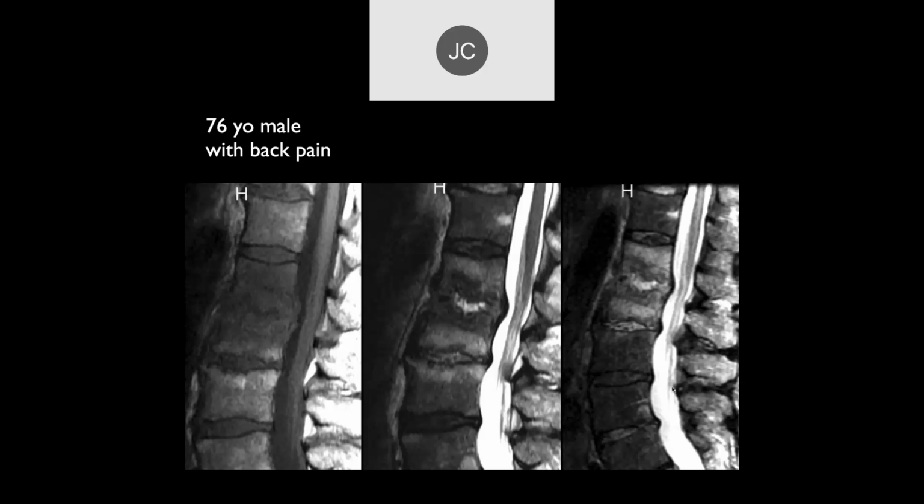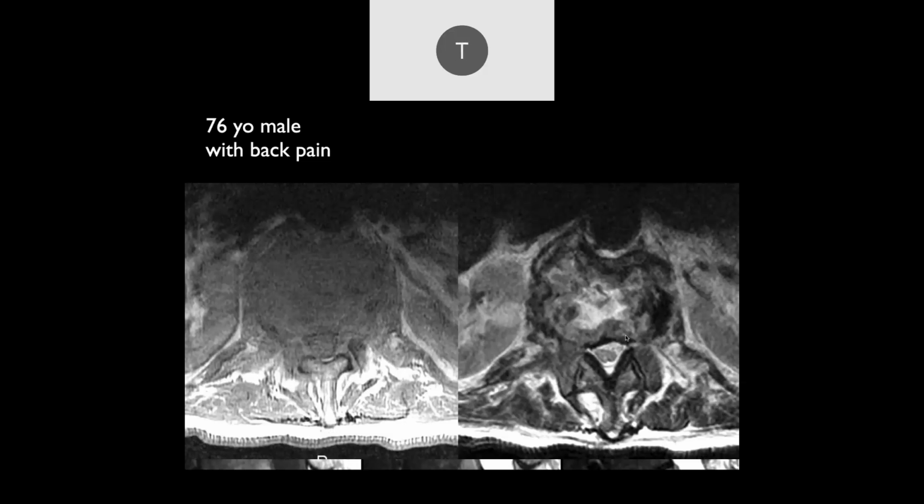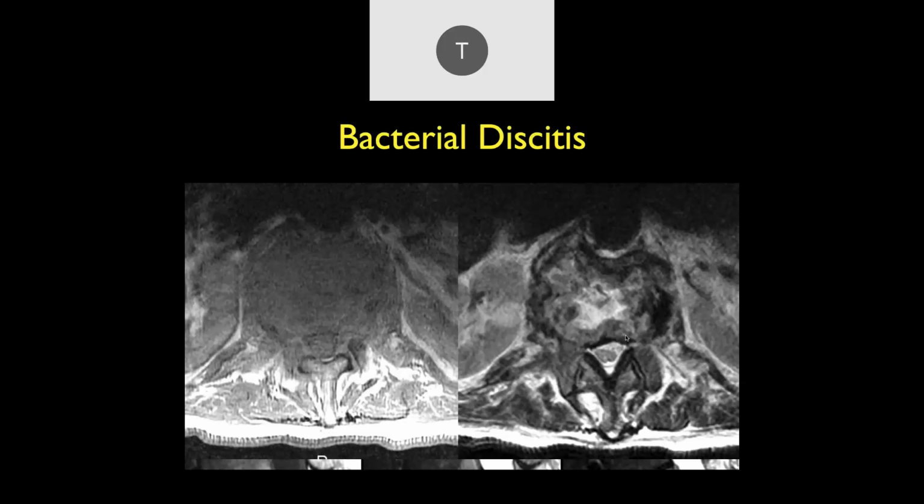All right, Tayson, normal or abnormal? Definitely abnormal. So in our T1 images, looks like a lot of indistinctness of those end plates and the disc. So you've lost the end plates again. And on the T2 image, looks like a lot of increased signal within the disc and destruction of the end plates. And so this was also a bacterial discitis.